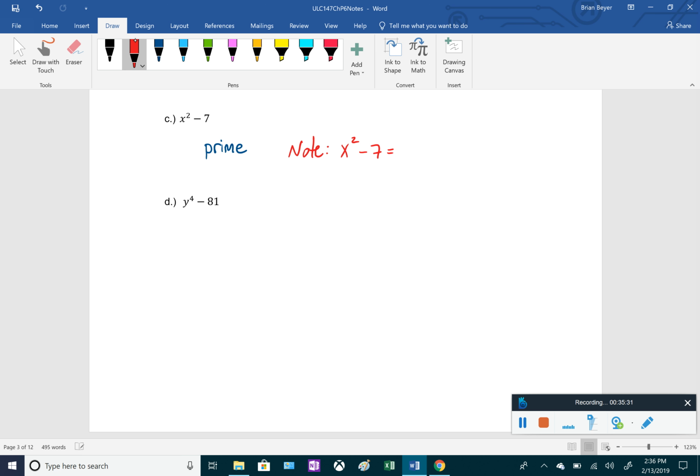You could actually rewrite this as x plus radical 7 times x minus radical 7. So if you foiled that out, x plus radical 7 times x minus radical 7, you'd end up getting x squared minus 7. So it doesn't look clean. That's because it's not, because you have the radicals in there. But technically that is something that can be done. Or you just think of this as a prime polynomial.